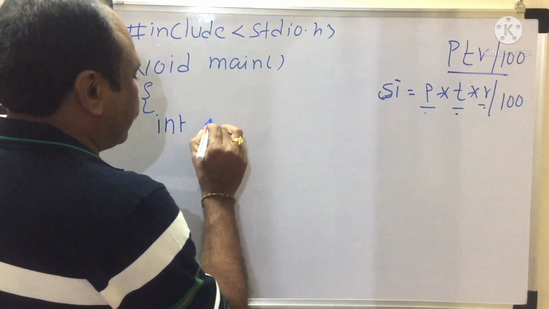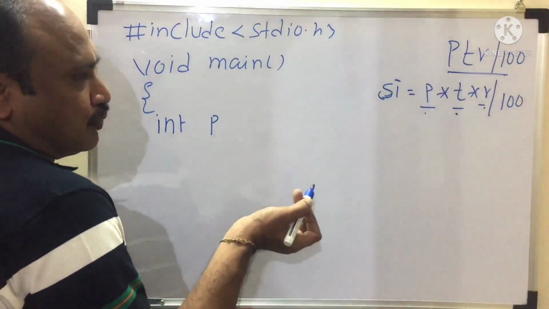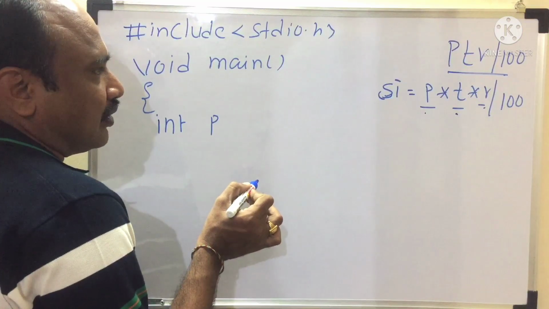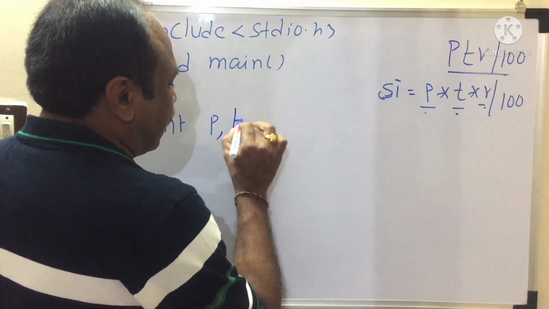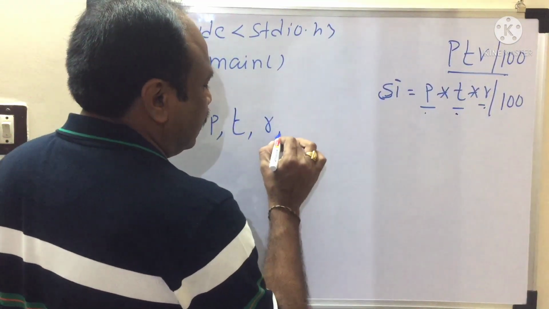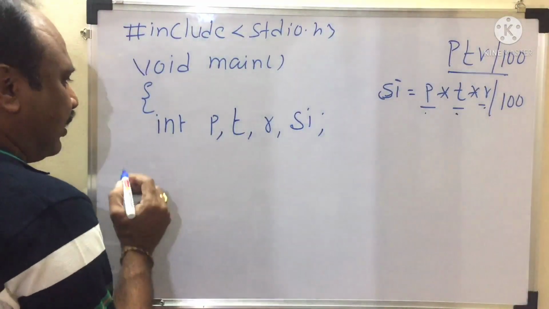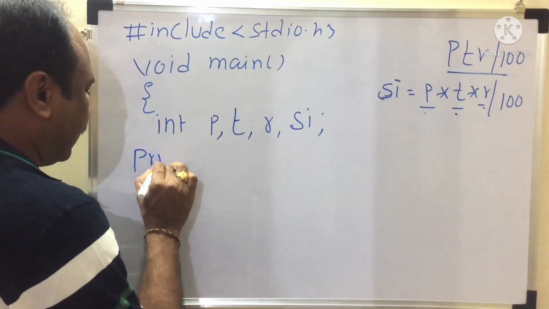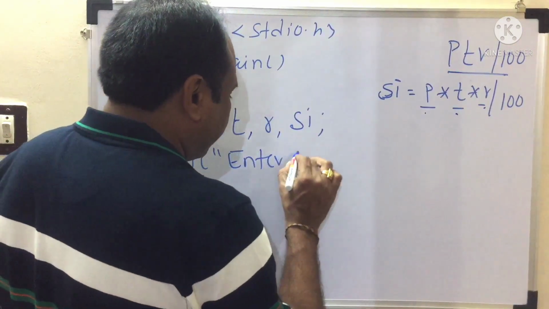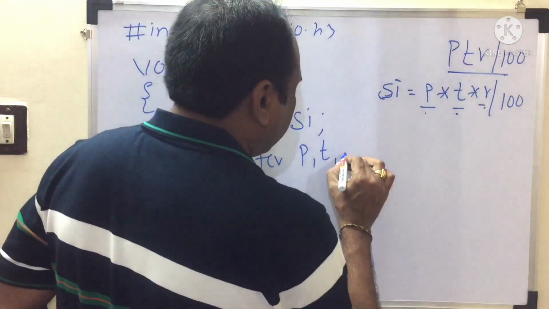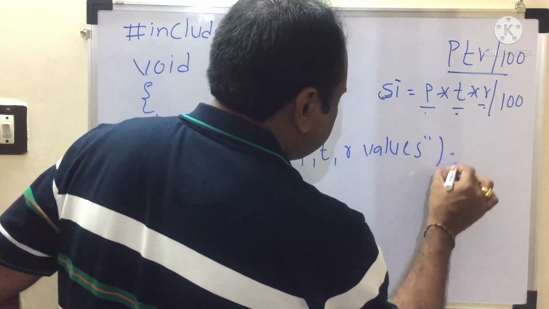So, int P, P means principal. Sir, if I want to use principal, use principal, P-R-I-N-C-I-P-A-L, the principal amount. In short, we can use P, T for time, R for rate of interest and SI for simple interest. Next, after coming down, it will ask you printf: Enter P, T, R values. Enter PTR values.